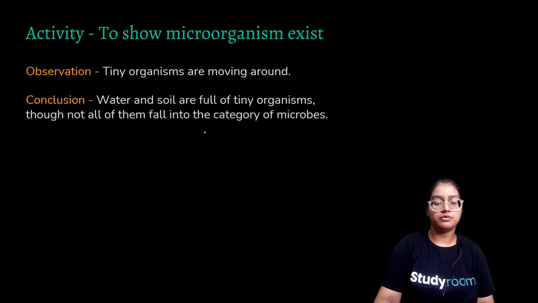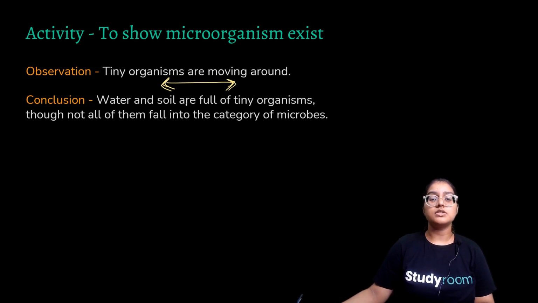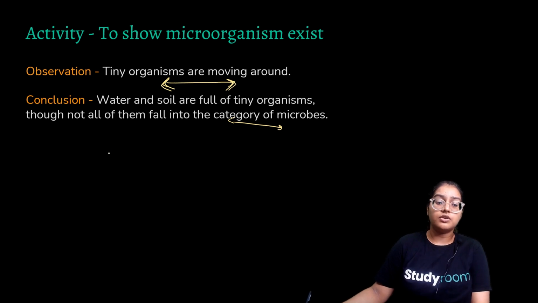So what do we observe? We observe tiny organisms moving around. You'll see them because you're using a microscope, swimming through it, of different kinds and different structures. What is the conclusion? Water and soil are full of tiny microorganisms. So what did we learn in this activity? That everything has microorganisms, but here we were able to see the microorganisms present in water and soil.